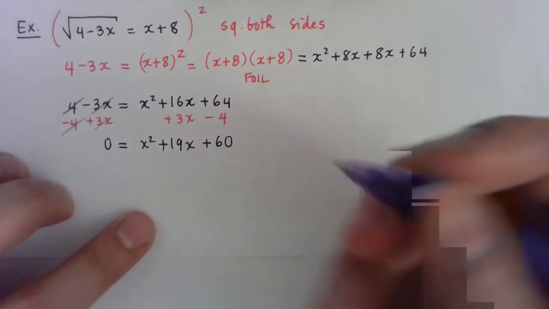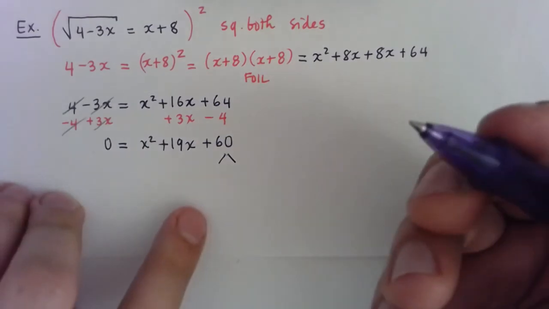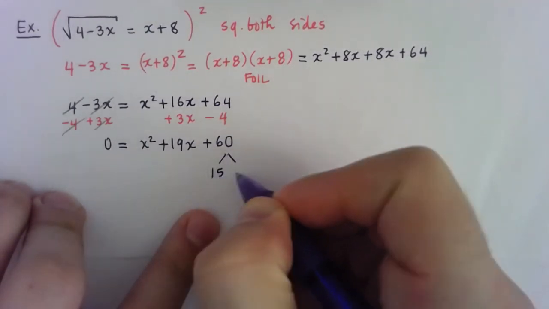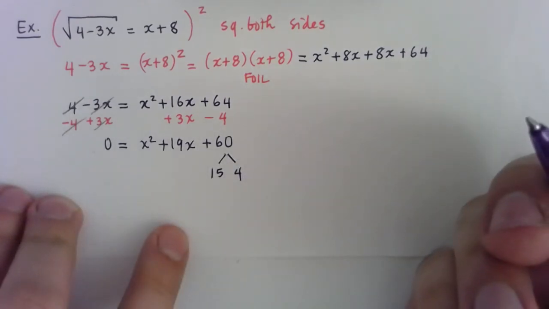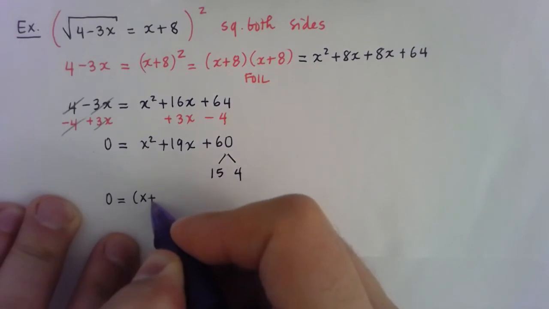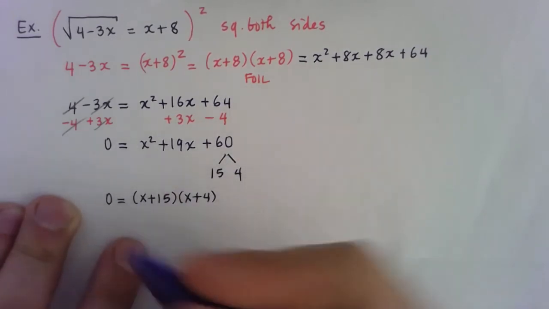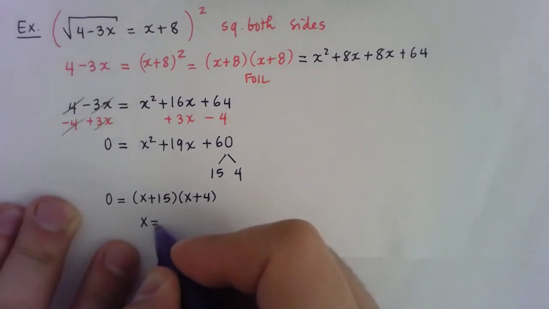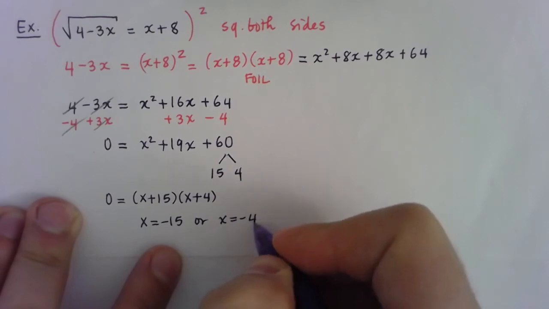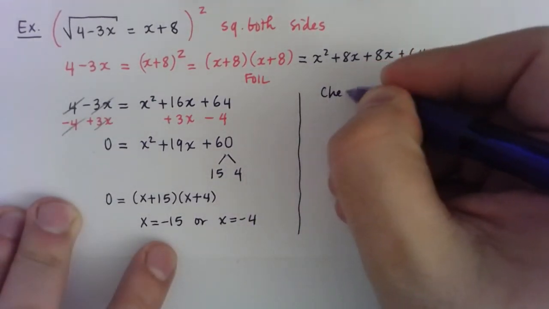Now, can I find two factors of 60 whose sum is 19? 12 and 5 doesn't work, 17, but 15 and 4 works. Their sum is 19. So that's going to be 0 equals x plus 15 times x plus 4. So we got two solutions: x equals negative 15 or x equals negative 4. Now we need to check this. It's a radical equation, so let's check them.